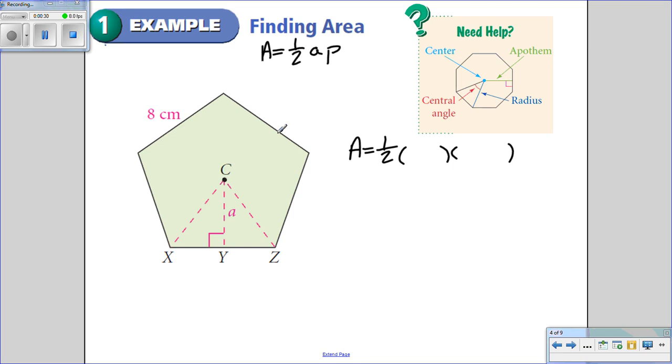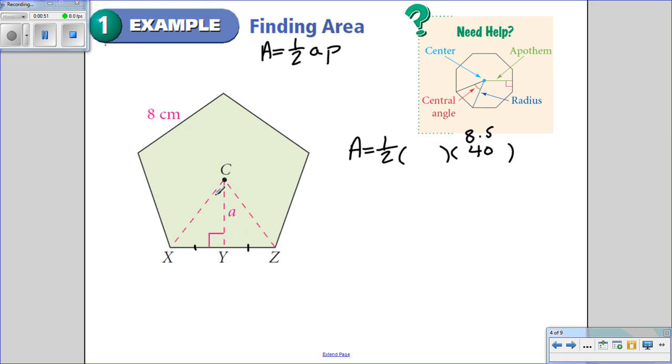Now the perimeter in this shape, since each side is 8 and there's 5 sides, 8 times 5 would be 40. Alright? So each of these sides is 8. Now the apothem is this segment here, CY. That's from the center down to the middle of that side, the midpoint of that side. It's also perpendicular with that side.